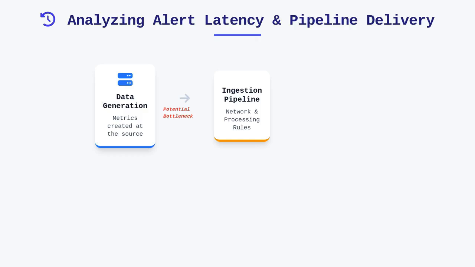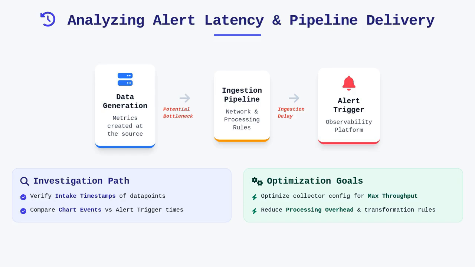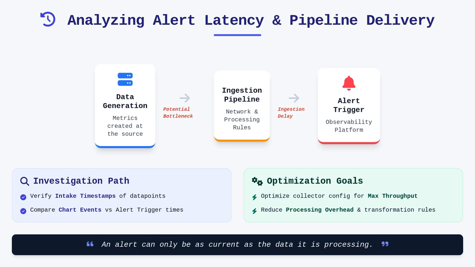If you notice that your charts reflect events well before the alerts trigger, you should investigate the intake timestamps of your data points. Validate that your collector configurations are optimized for throughput and that no excessive processing rules are delaying the transformation of data. Understanding the end-to-end flow of your information is paramount, as an alert can only be as current as the data it is processing.